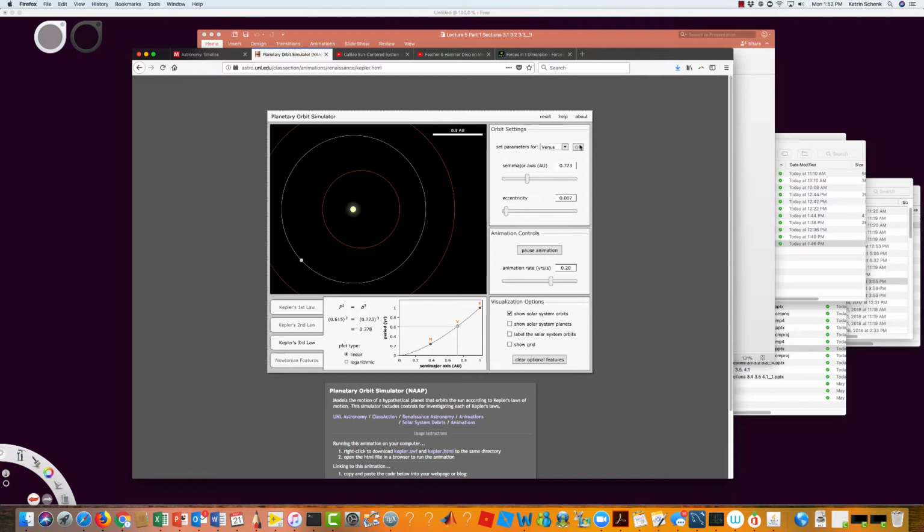Zooming out, a little slower, right? And look where Venus is. Venus is farther away, about 0.65 AU away, and a period about 0.6 years to go around. Okay, let's go up to Earth.